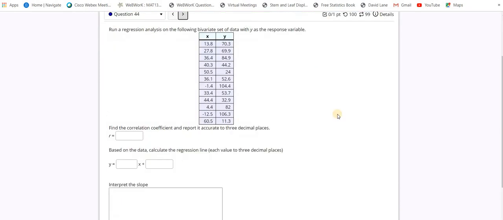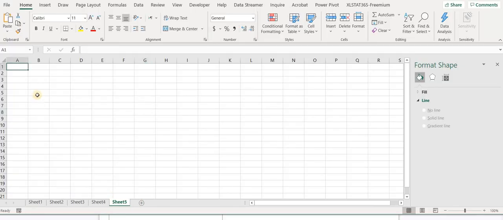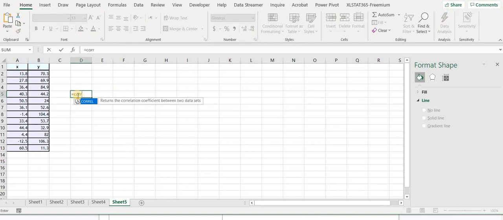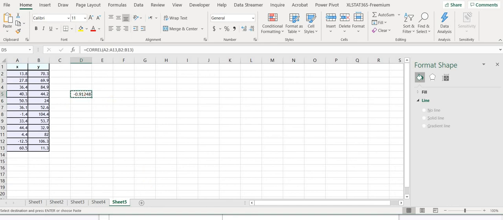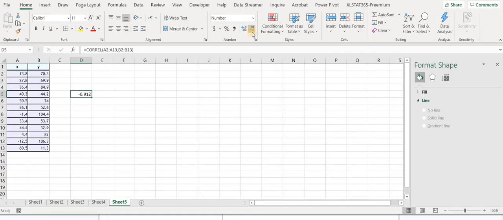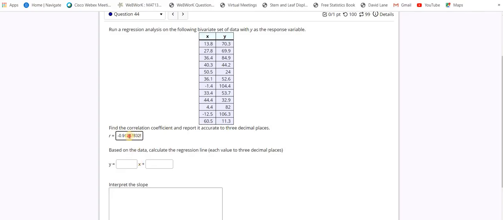For the next question, we want to compute the correlation coefficient. We want to find the least square regression line, and we want to interpret the slope. First, I'm going to compute the correlation coefficient. So correl, then x, comma, y, enter. I'm going to copy that and paste it over here. We need to round it to 3 decimals, so I should have rounded this to 3 decimals first. So I'm going to go ahead and just remove all of these numbers.